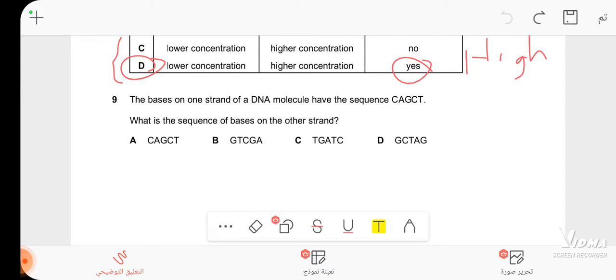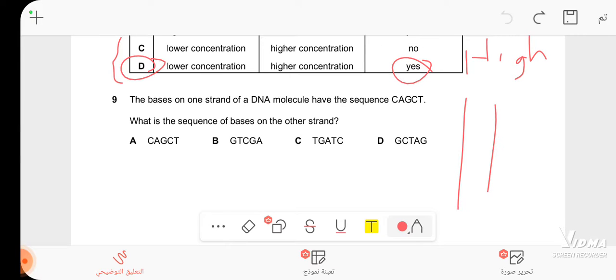The bases on one strand of a DNA molecule have the sequence C, A, G, C, T. What is the sequence of bases on the other strand? I think this is an easy question. As we know, a DNA strand has a number of molecules. Four molecules make up this strand.